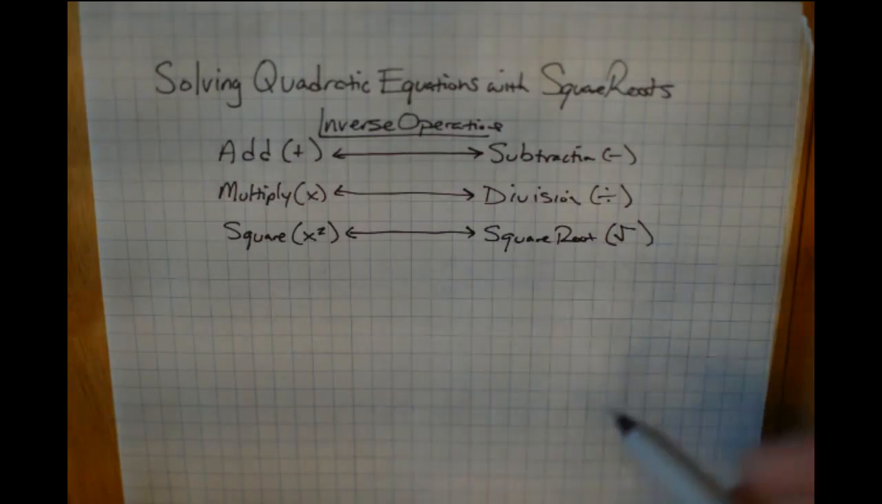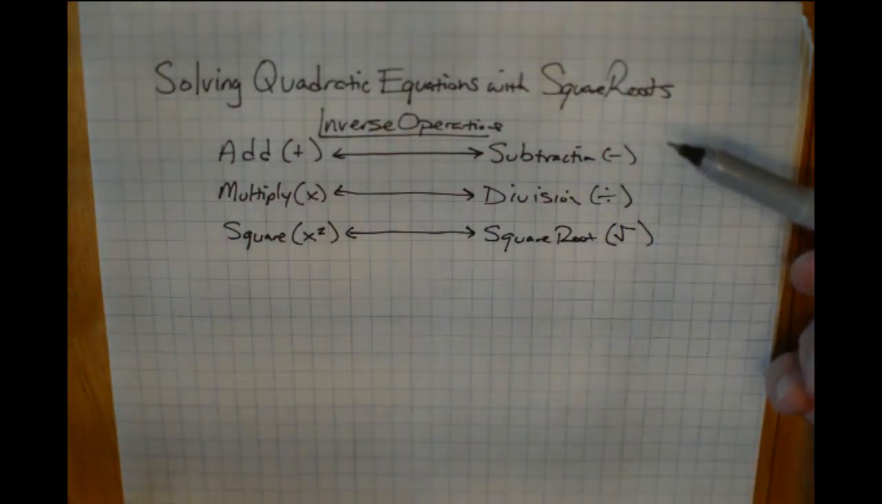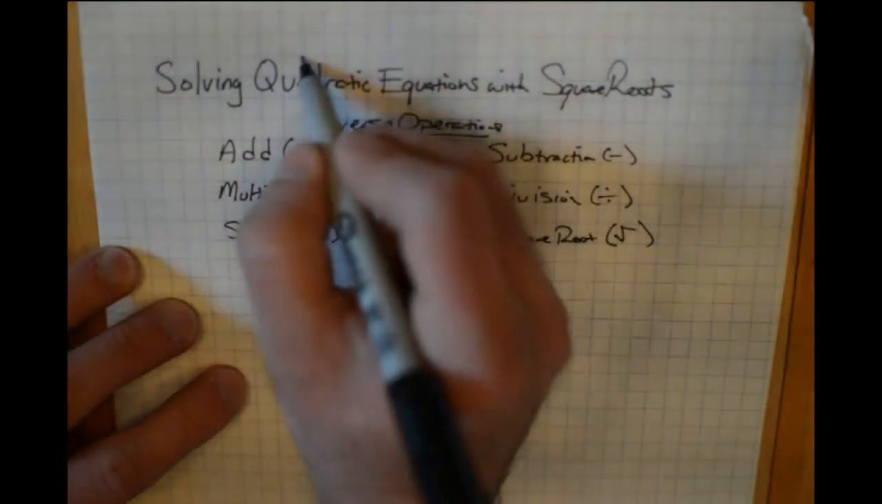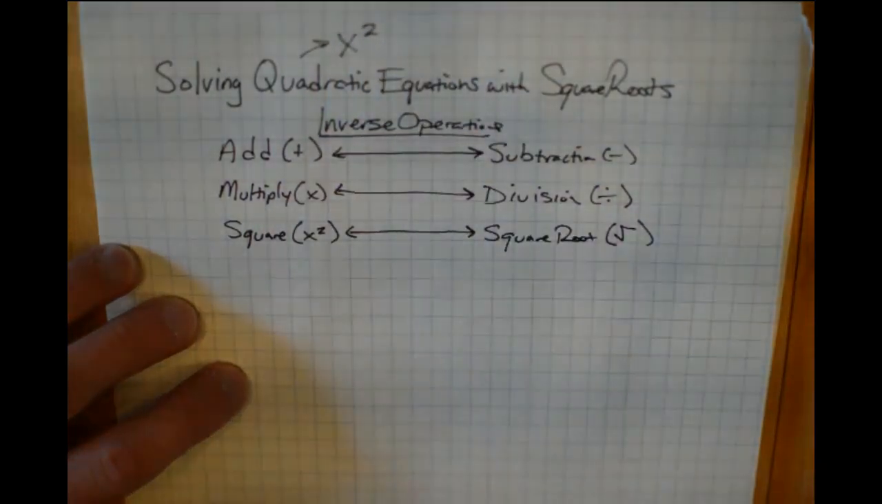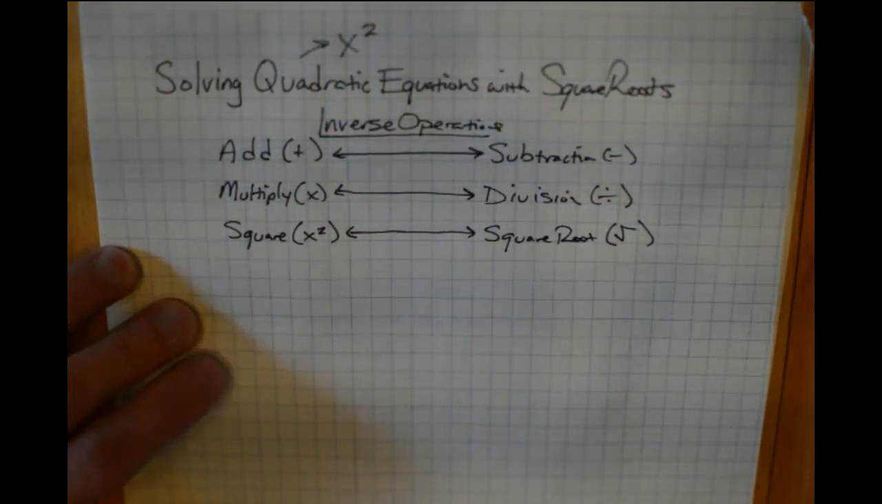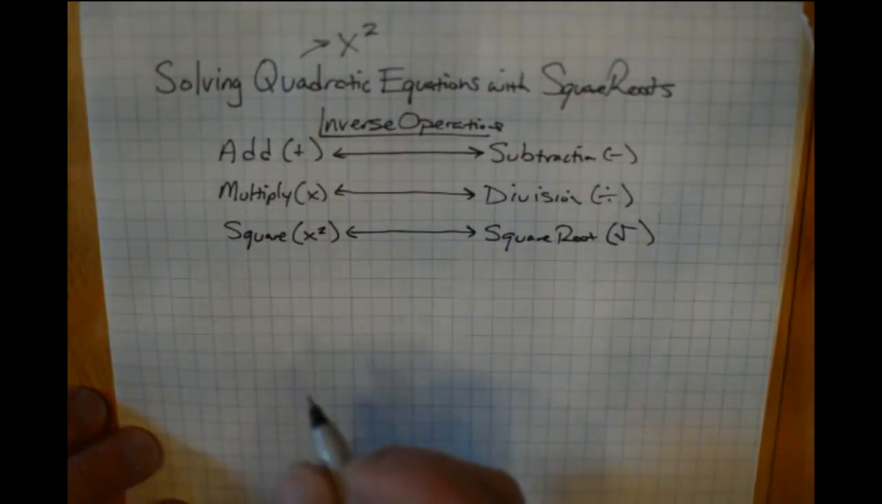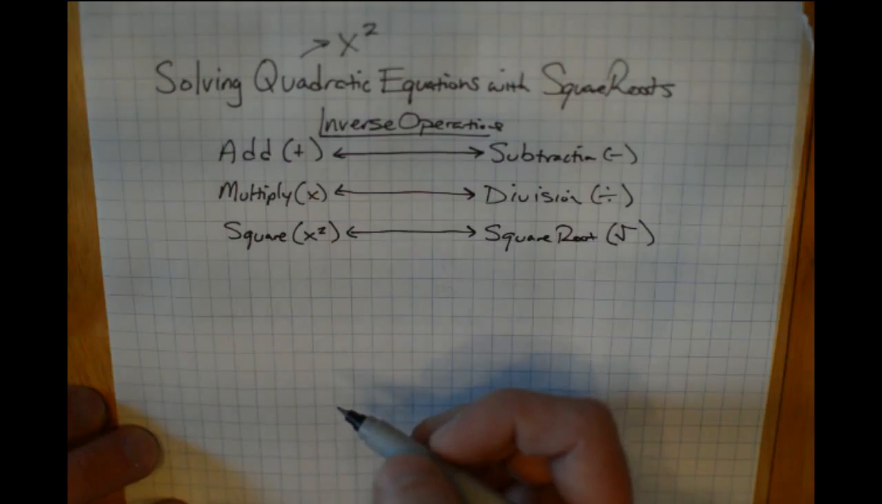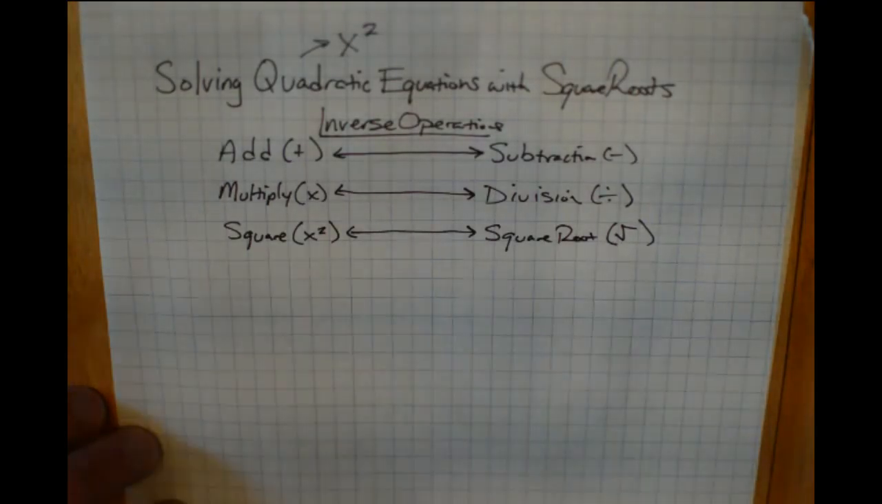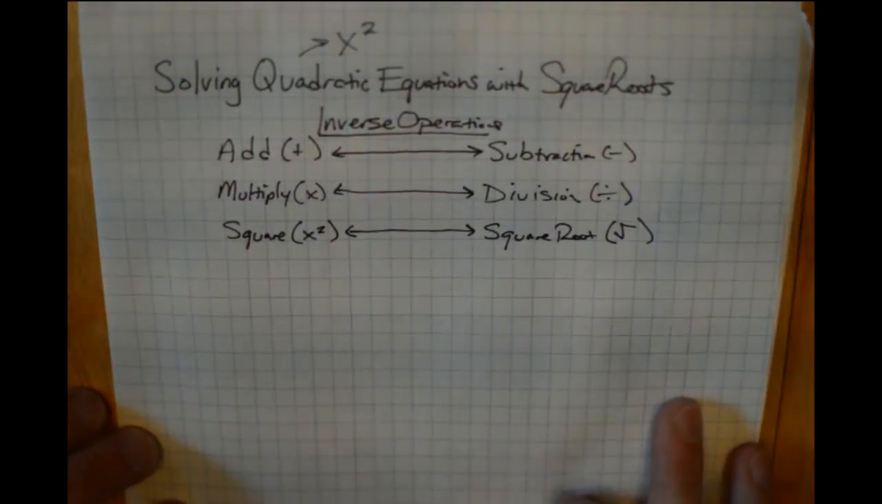Now this method we're going to talk about is using square roots to solve quadratic equations. Quadratic, of course, meaning that we have the highest power and that is a square. And this can be used to solve some quadratic equations, but not all. These can be used to solve quadratic equations where there aren't any variables outside of whatever is being squared.